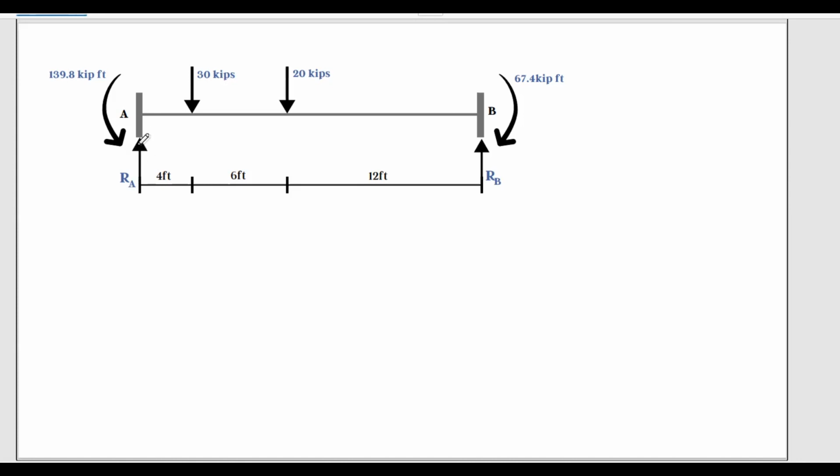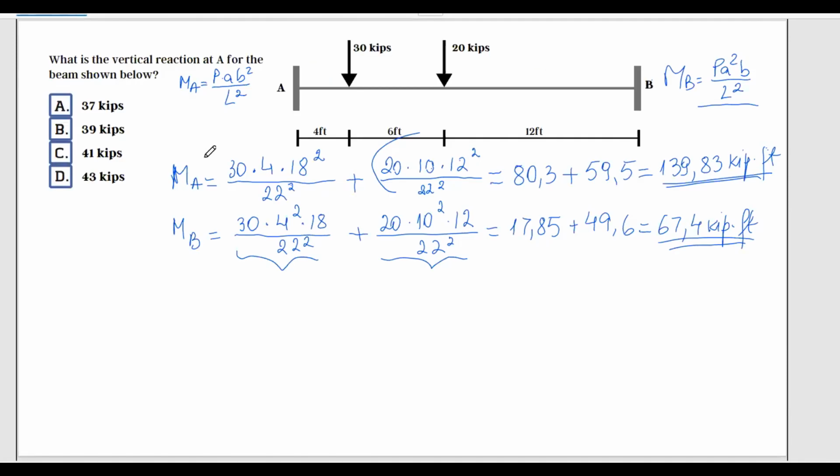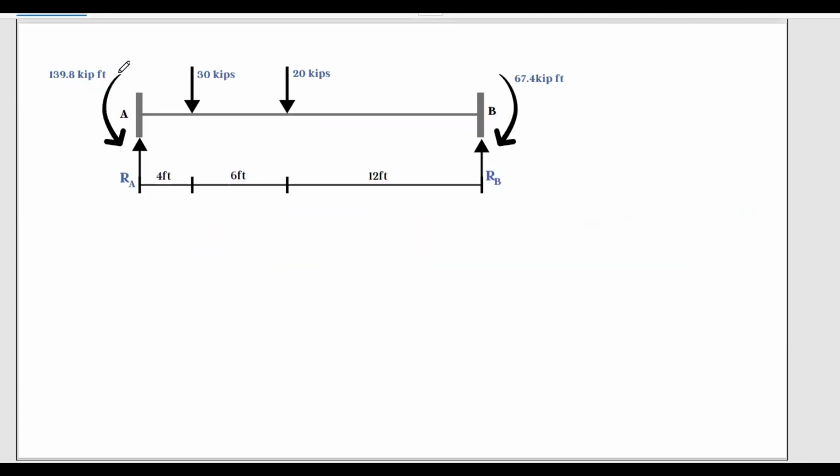And now we are going to add the reaction at A, a reaction at B. So the only thing we have to do, if I go back and look at the question, the problem is asking what is the vertical reaction at A for the beam shown below. So we have to calculate this reaction at A. So the way to do it, of course, we're going to take moment at point B equals to 0.